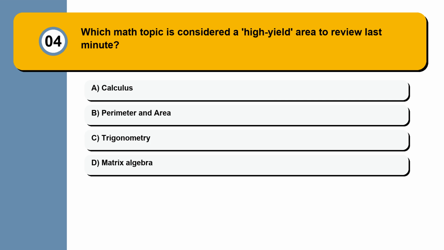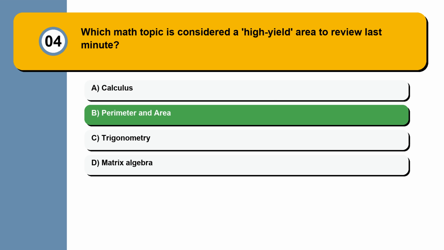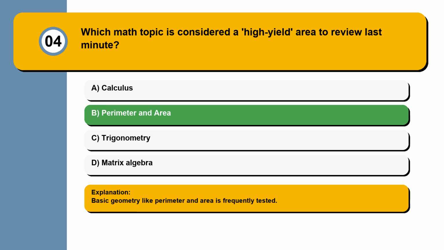Question 4. Which math topic is considered a high-yield area to review last minute? Calculus, perimeter and area, trigonometry, matrix algebra. Basic geometry like perimeter and area is frequently tested.